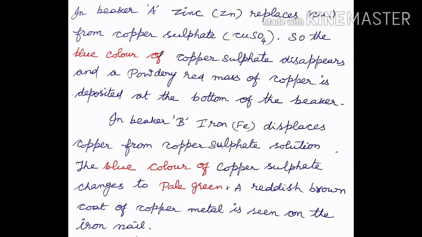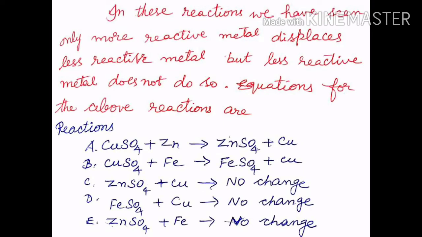In beaker B, iron displaces copper from copper sulfate solution, so the blue color of copper sulfate changes to pale green due to the formation of ferrous sulfate or iron sulfate. A reddish brown coat of copper metal is seen on the iron nail. In these reactions, we have seen only more active metal displaces less reactive metal, but less reactive metal does not do so. Equations for the above reactions are: A.